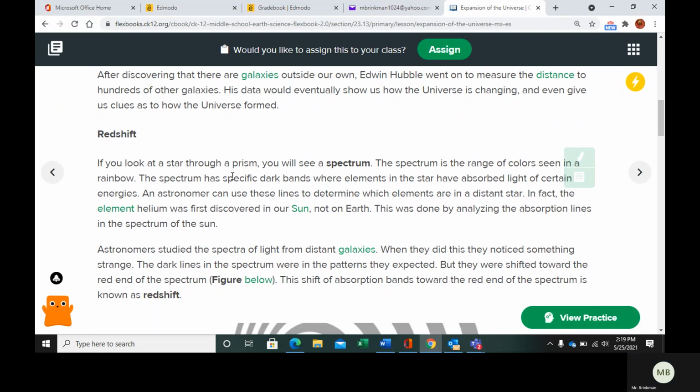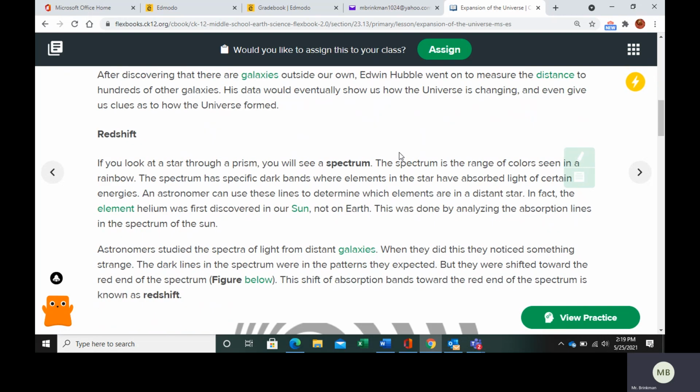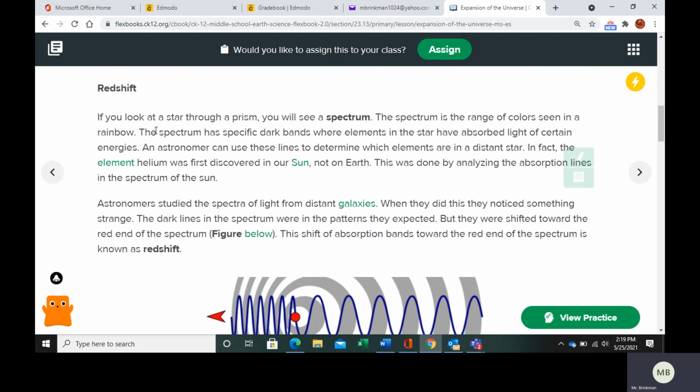Here's the thing: you remember Edwin Hubble. After he discovered that there were many galaxies in the universe, he was trying to measure the distance to hundreds of other galaxies. So he took a lot of data and found out some interesting stuff about the universe.